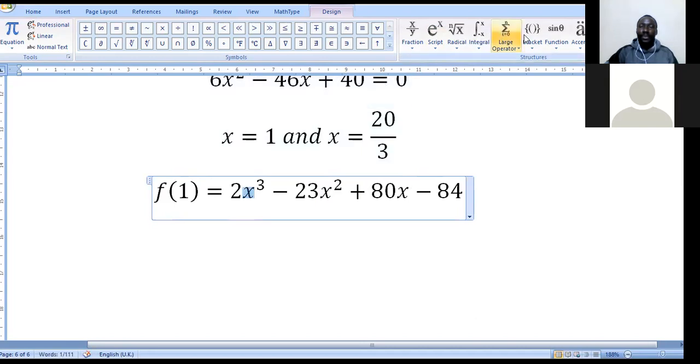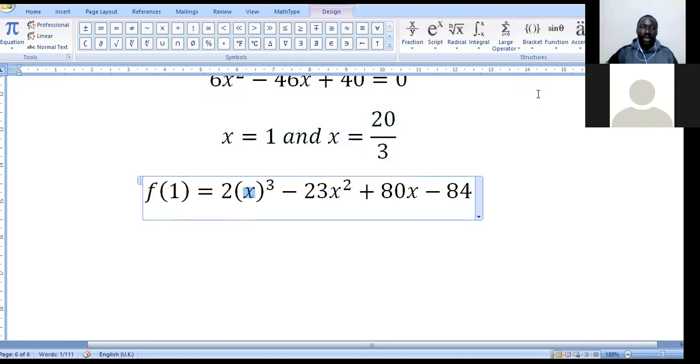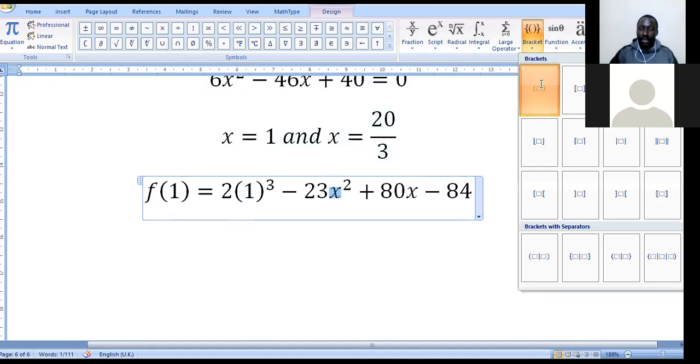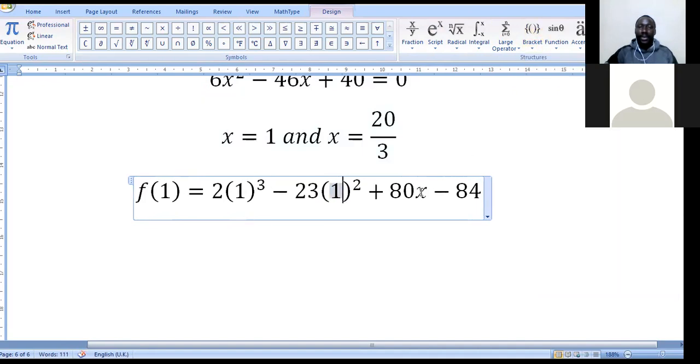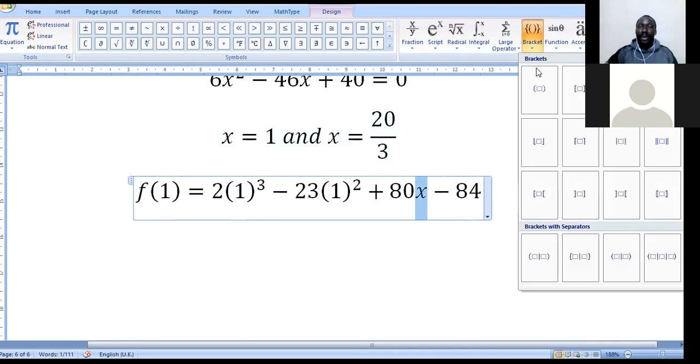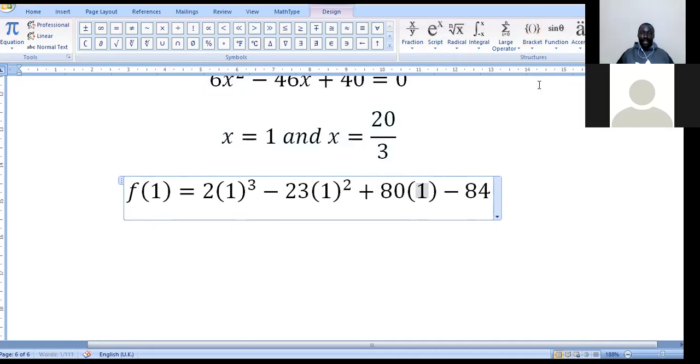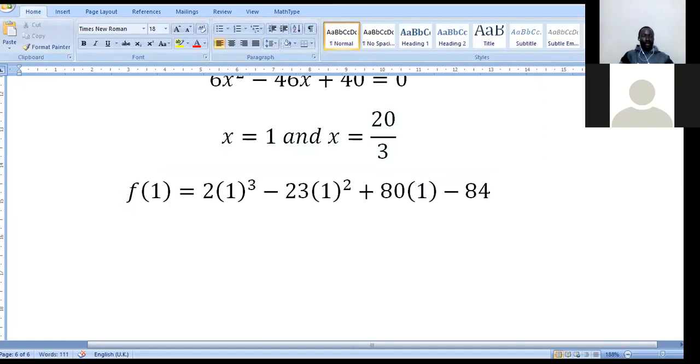We just substitute and put 1 for that. And also here, substitute and put 1. And also here, we substitute and put 1. Yes, do that. Find that value. Otherwise, I'm just going to give you the value that I've already calculated.